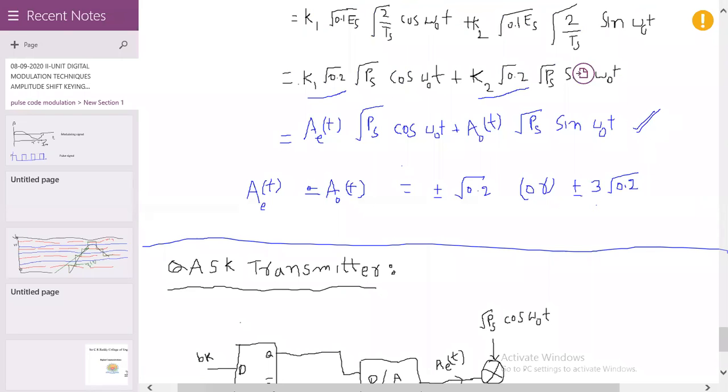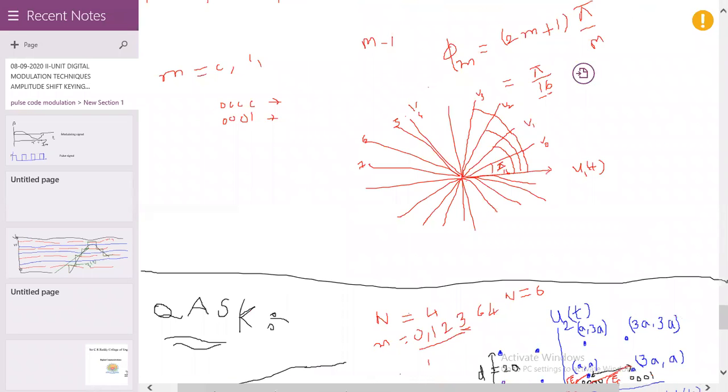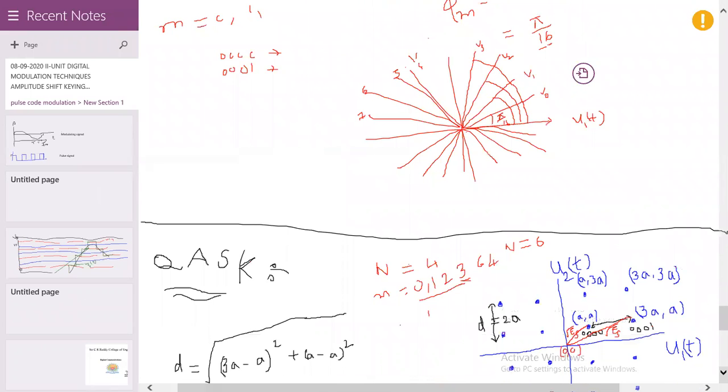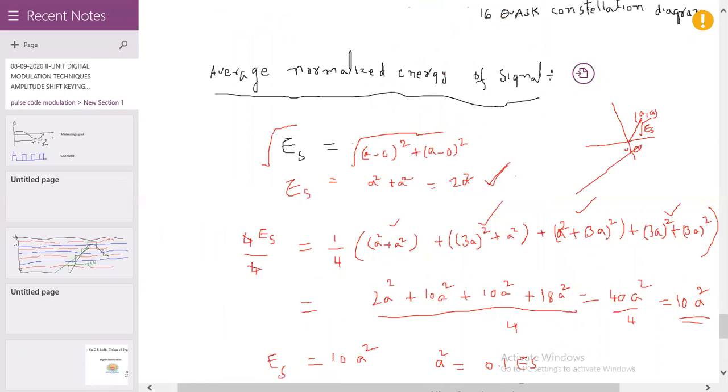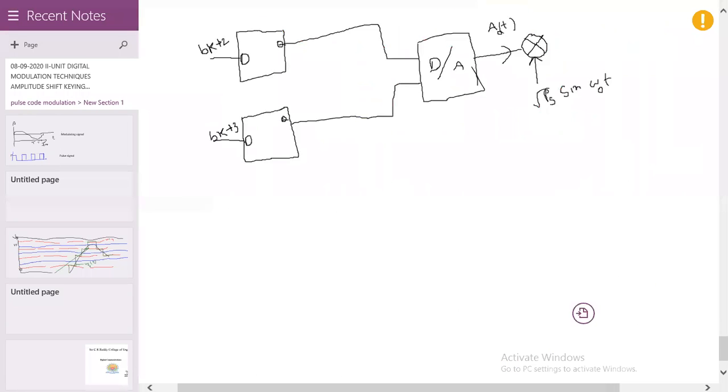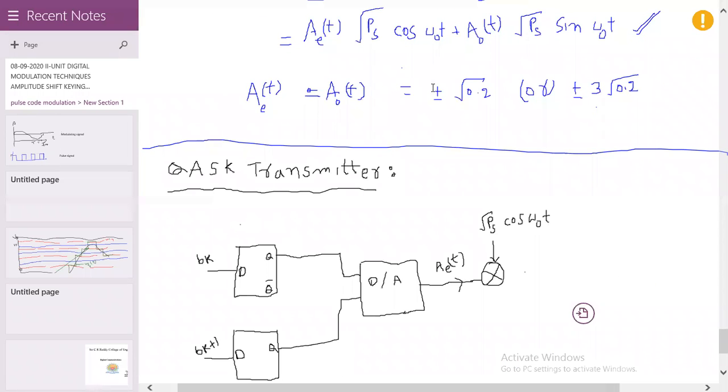Here the values we allotted from this. What are the amplitudes here? A comma A, 3A comma A. So this is amplitude 1A, and here that is amplitude 3A. Like this we can allot plus or minus 1 root of 0.2 or plus or minus 3 root of 0.2. So 1A or 3A, we can represent it like that. These are the values you can allot.